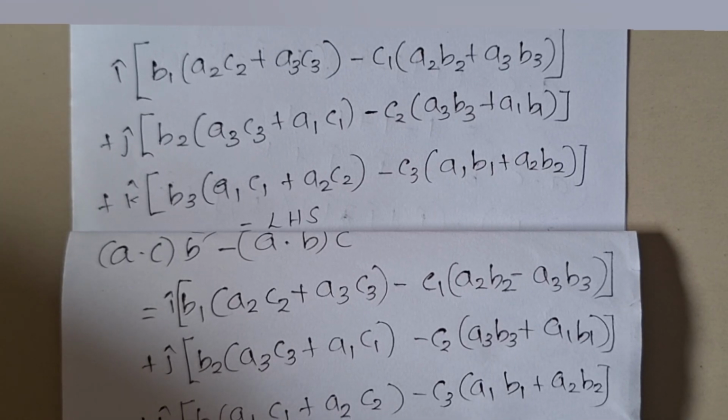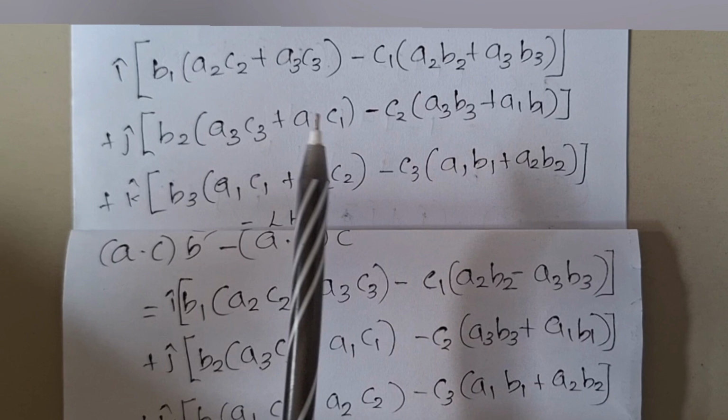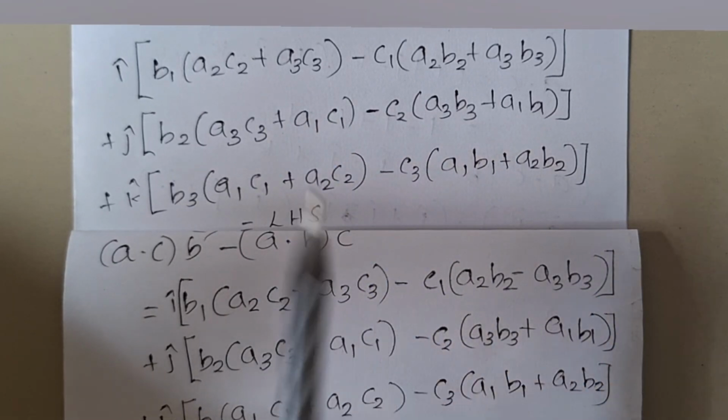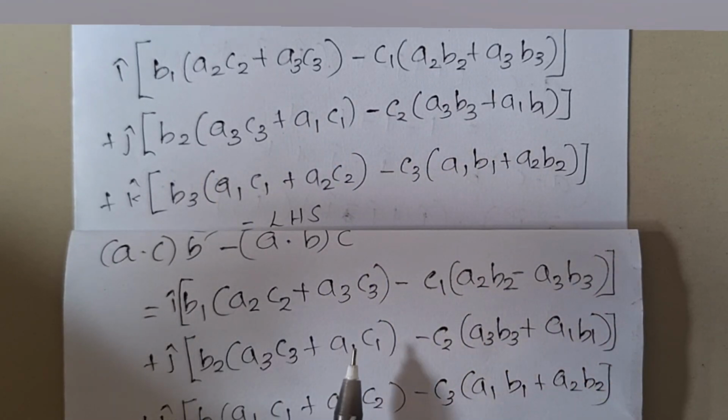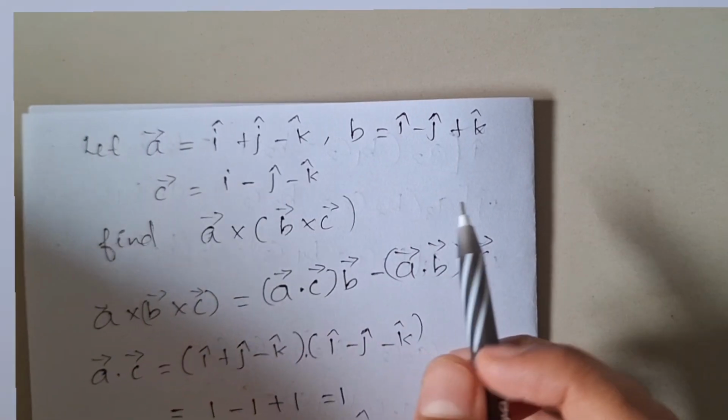Look at these two formulas. This is the formula we get on LHS. This is exactly the same as this RHS. So LHS and RHS are equal. Then it's proved. Let's do a simple example.